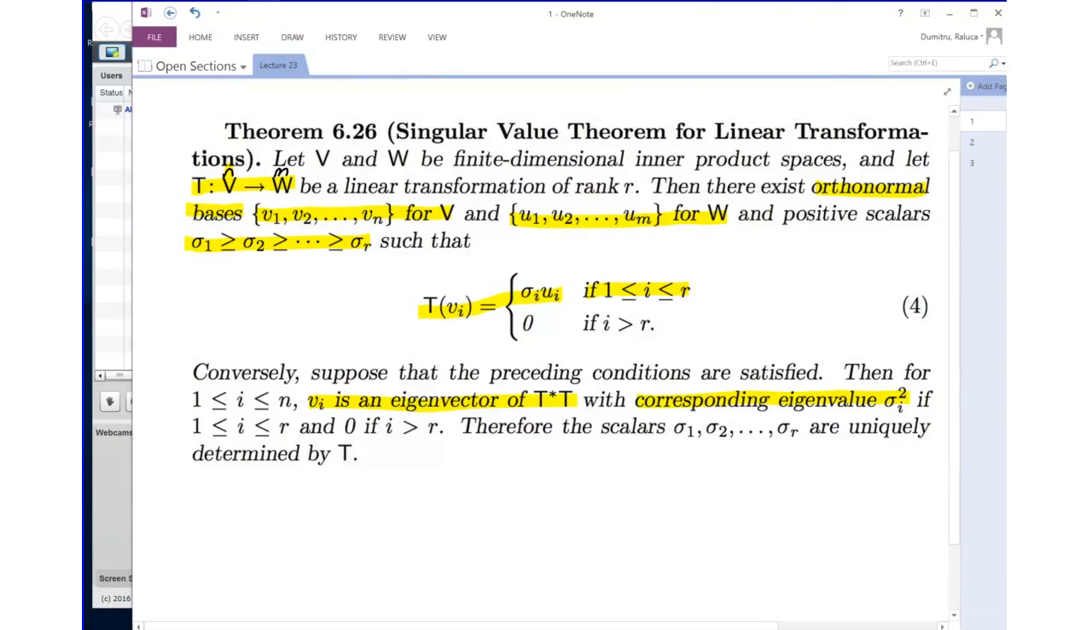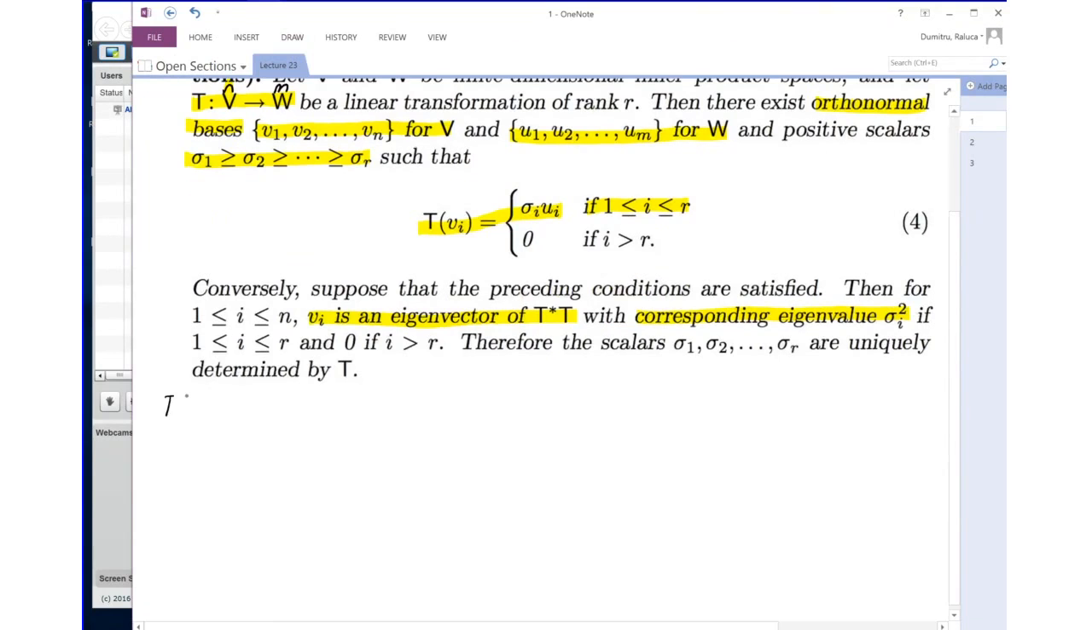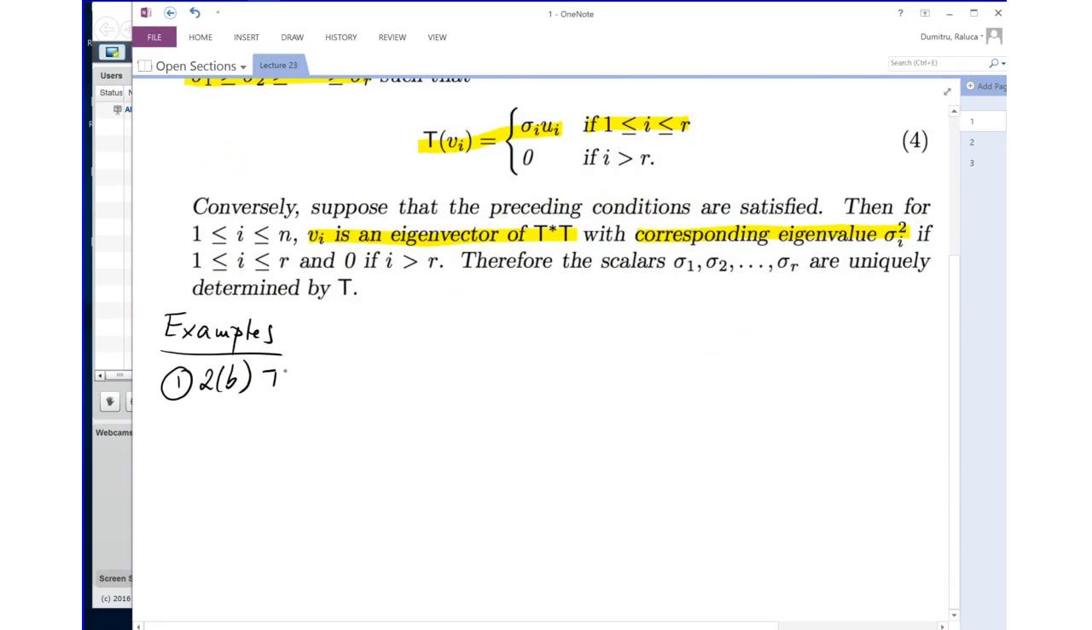I was telling you last time that we're going to do one more example. This is 2b in that section. The linear operator is T from P sub 2 of R to P sub 1 of R that takes the second derivative.